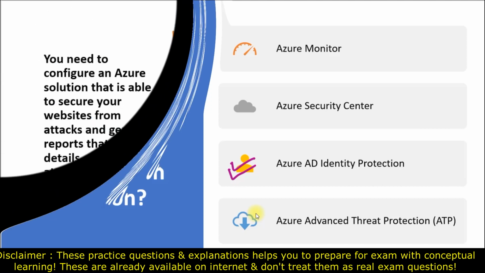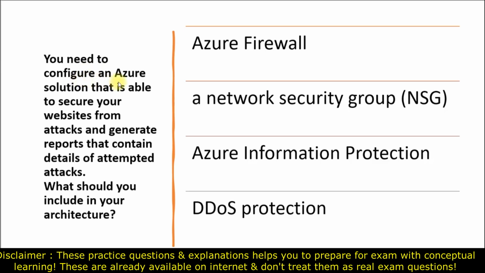Let's talk about the next question now. In this question, they are asking: you need to configure an Azure solution that is able to secure your websites from attacks and generate reports that contain details of attempted attacks. What should you include in your architecture? The options we have are Azure Firewall, Network Security Group, Azure Information Protection, and DDoS Protection.